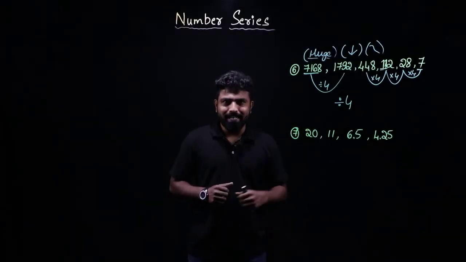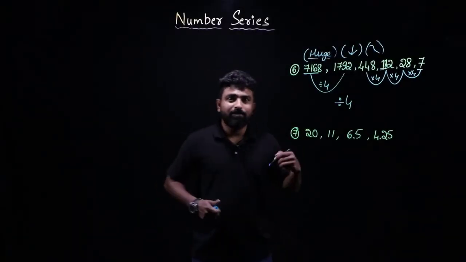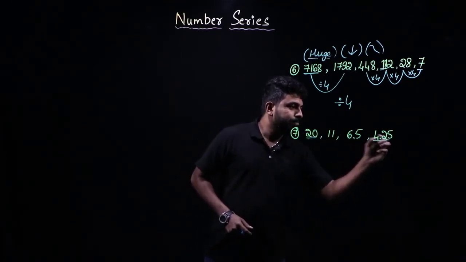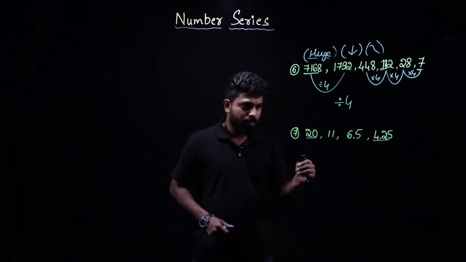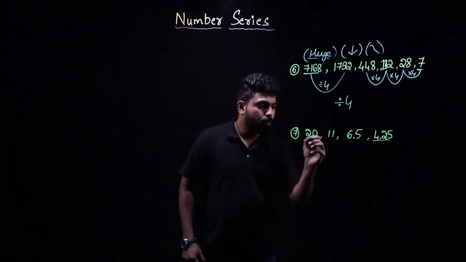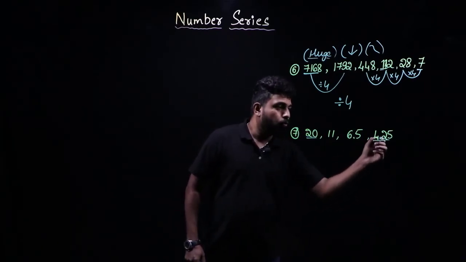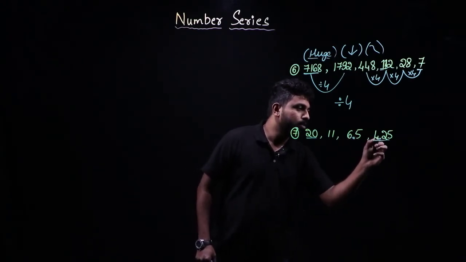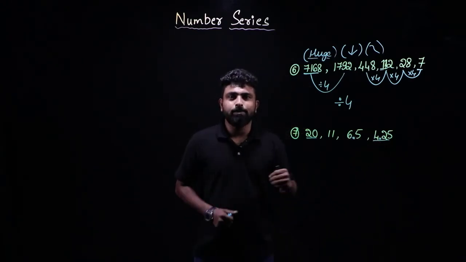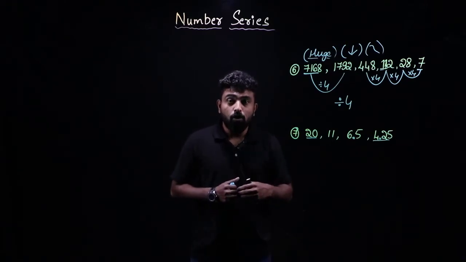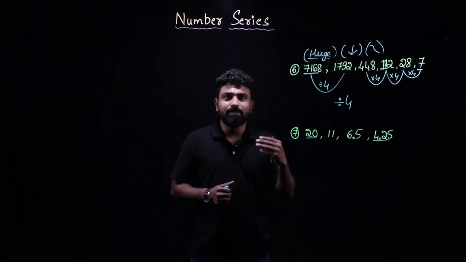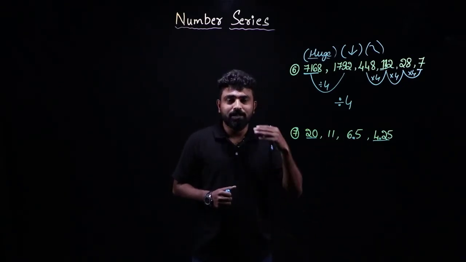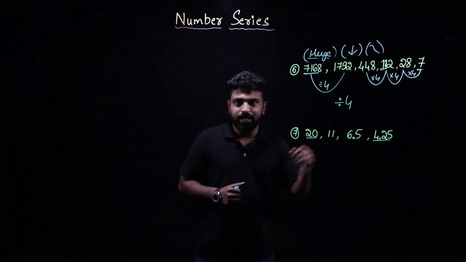Let us move on to our next example here. Till now, what did we do? We took the first term, we took the last term, we started taking the difference. What is the first term here? 20. What is my last term here? 4.25. But wait, what do we have here? We have a decimal point here. So whenever we have a decimal point, we need to know that there must be a division operation involved in the series.